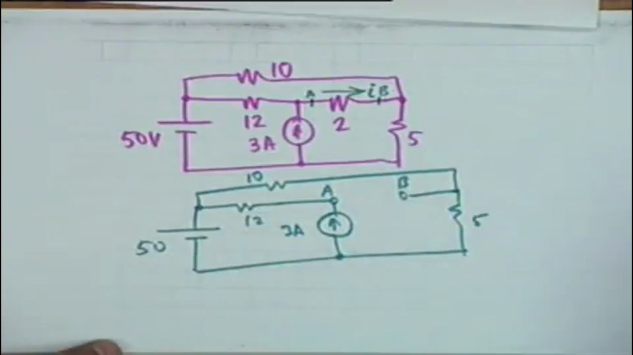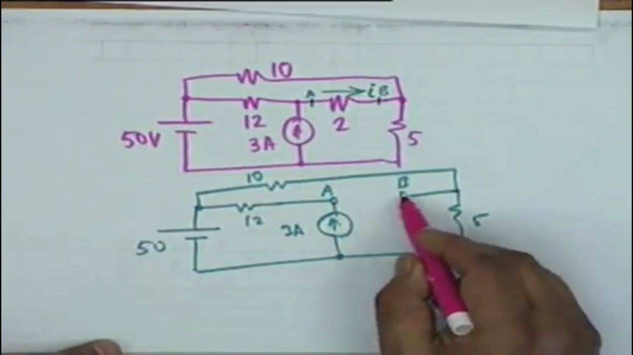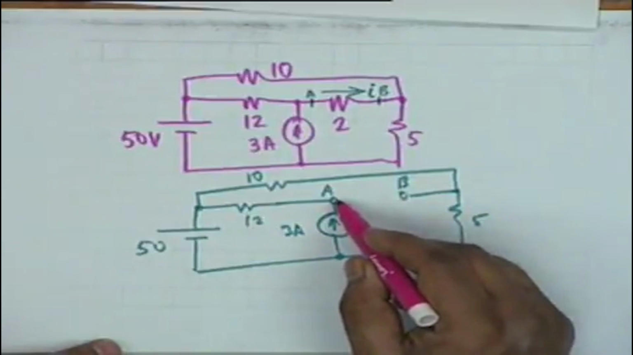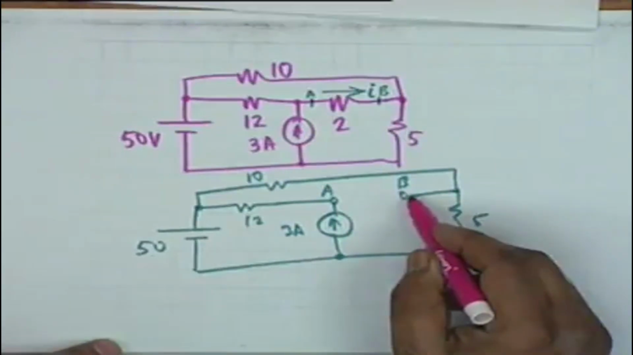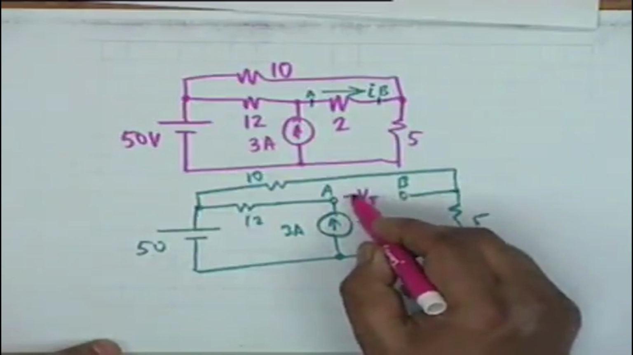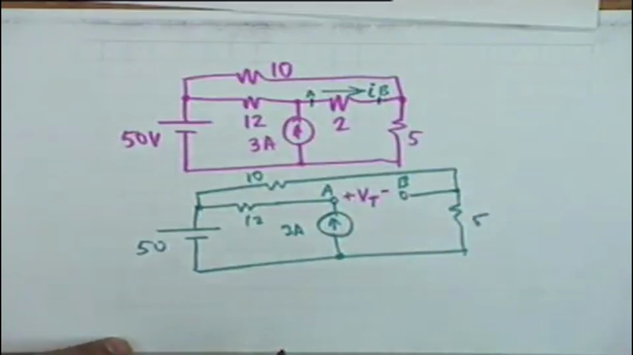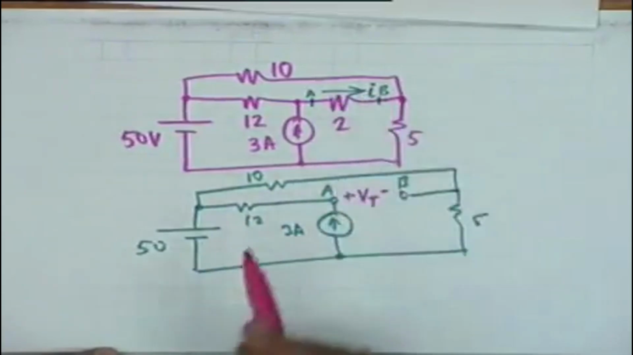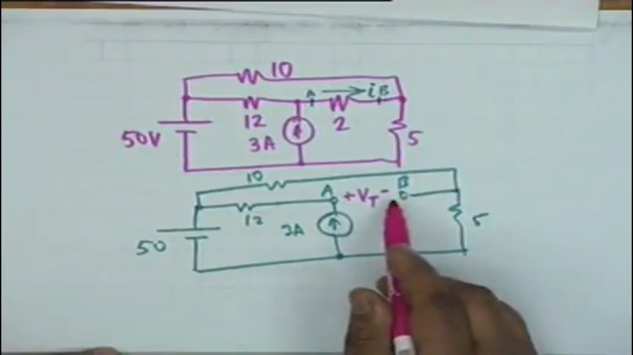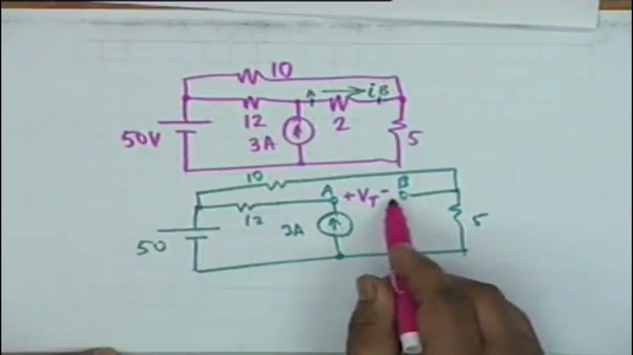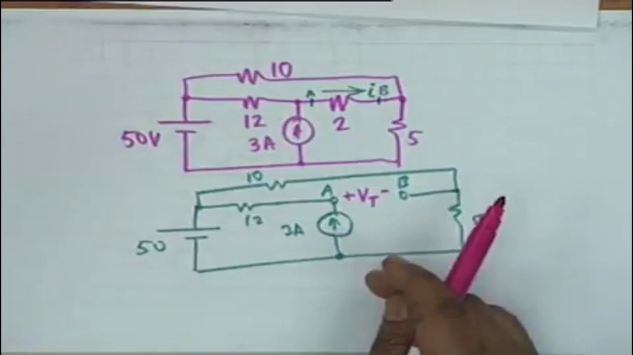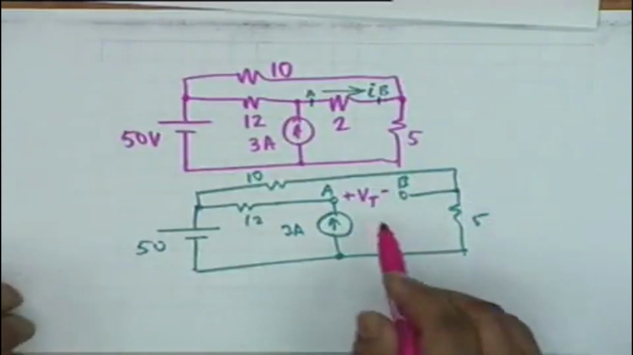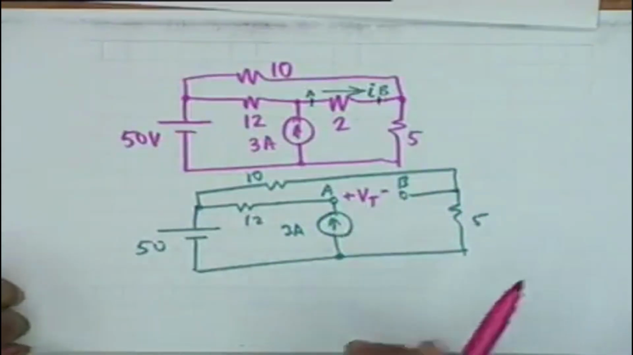What is Vt? Vt is the voltage difference between A and B. If we call this voltage VA and this voltage VB, then Vt is this difference with this polarity. Why this polarity? Because the current was assumed from left to right. So this is the polarity. If you connect a 2 ohm here, obviously the current will go from left to right. Is the point clear?